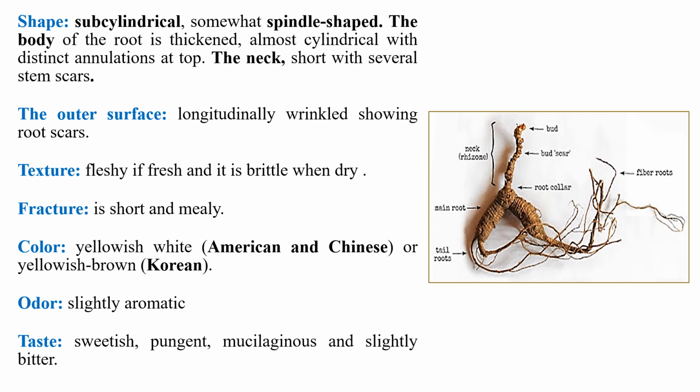The outer surface is longitudinally wrinkled, showing root scars. The texture is fleshy when fresh and brittle when dry, and when dried and broken, it shows a short mealy fracture. The color is yellowish white, for example in American and Chinese ginseng, or yellowish brown or red in red ginseng, the Korean species. It has a slightly aromatic odor and a sweetish, pungent, mucilaginous, and slightly bitter taste.